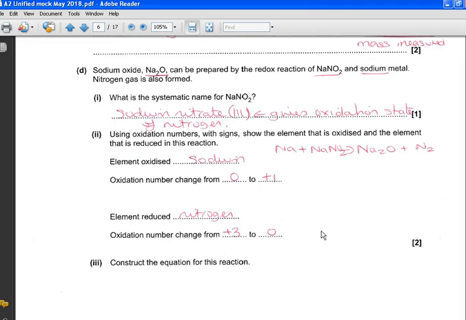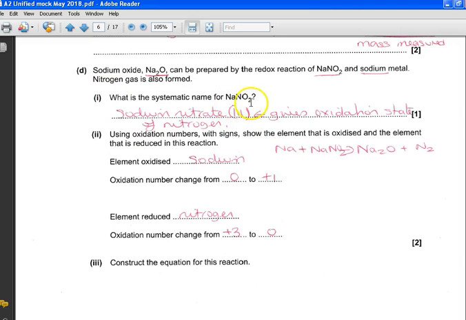Okay, we're told that Na2O can be prepared using a redox reaction of sodium metal. NaNO2 and sodium metal will form Na2O, okay, plus nitrogen gas. So I just scribbled that down, didn't bother to balance it, I just wrote it down to remind myself what was actually changing here.